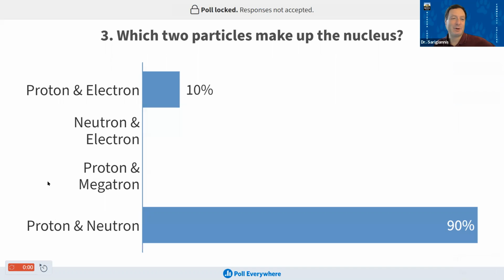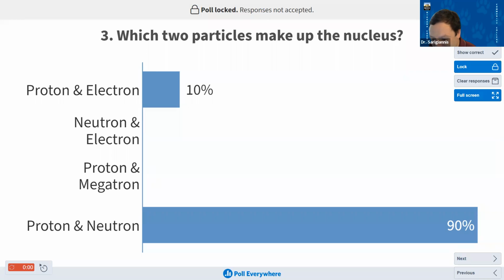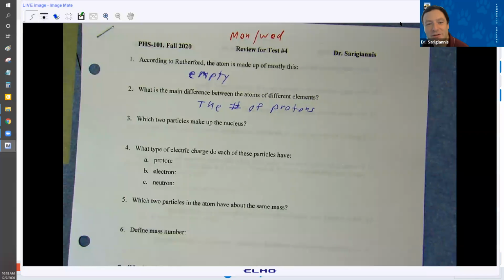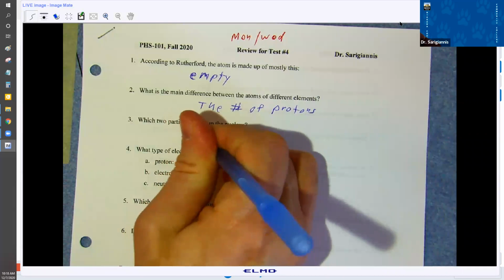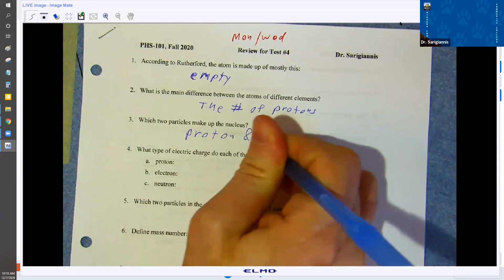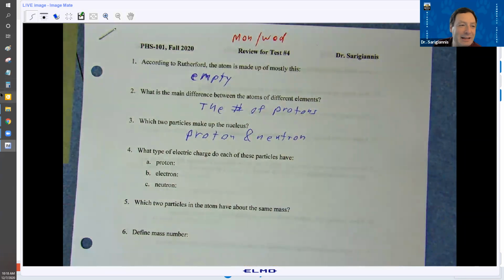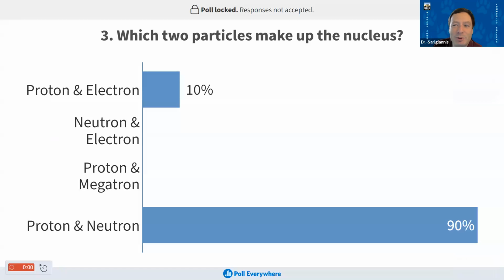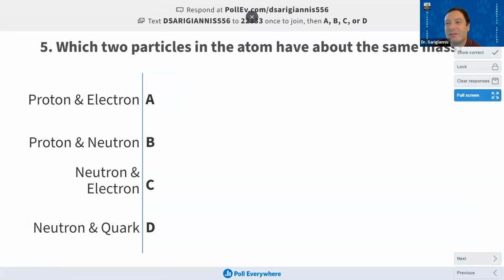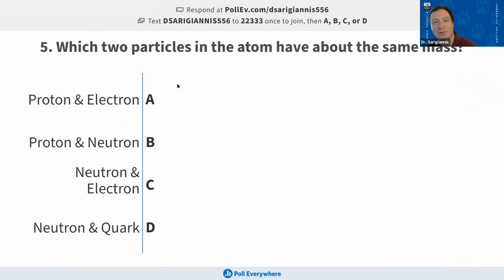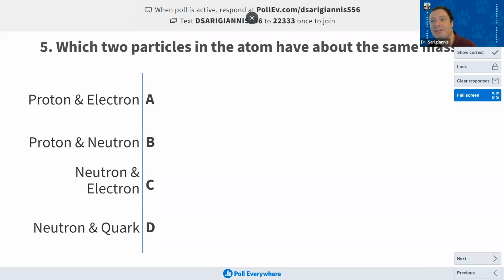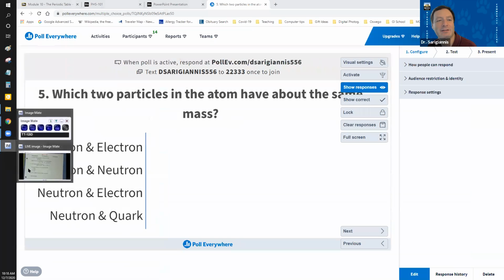All right, so let's see, proton and neutron. Yes, these two particles make up the nucleus, proton and neutron. I forgot to label which one of these questions I didn't make polls for. Oh, okay, so ignore this one for now. Let me escape out of here. That's the next one.